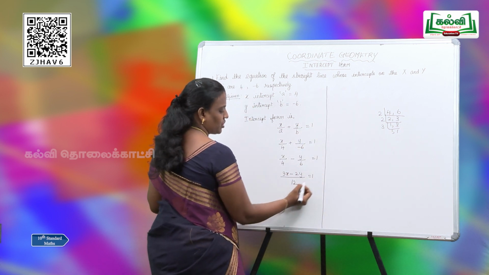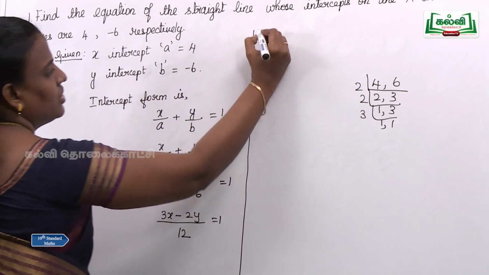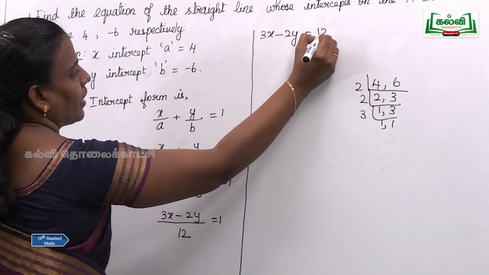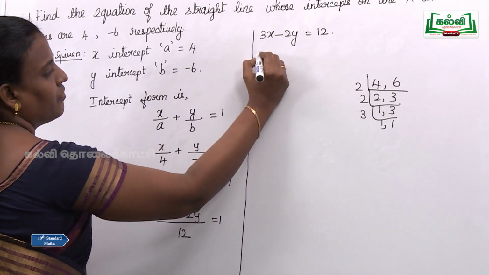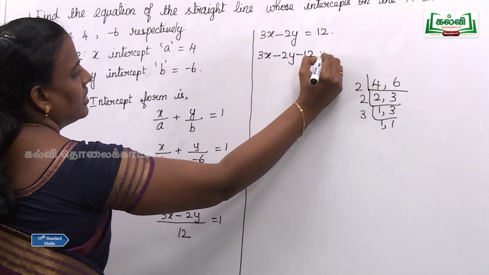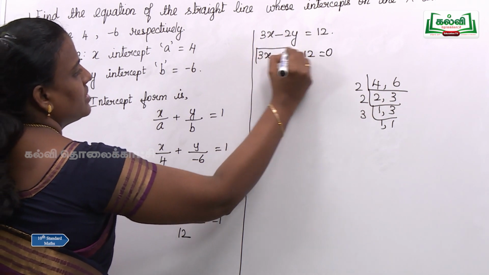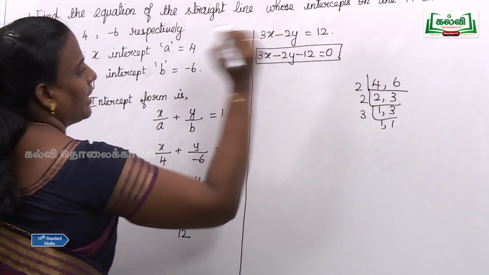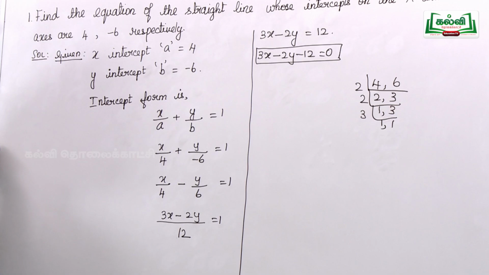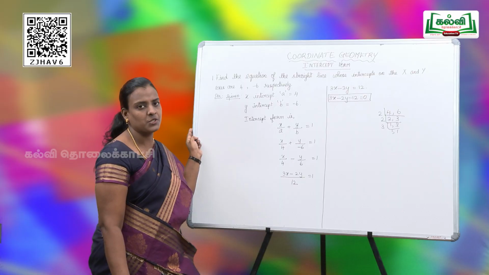So, what do I have? Cross multiply 12 to the other side. So, I get 3x minus 2y is equal to 12. To write it in the general form, 3x minus 2y minus 12 is equal to 0. Now, this is the equation of the line which has got the intercepts as 4 and minus 6 on the x and the y axis respectively.